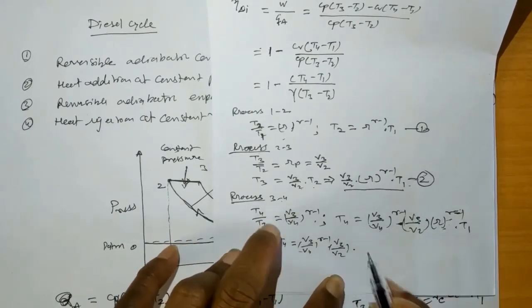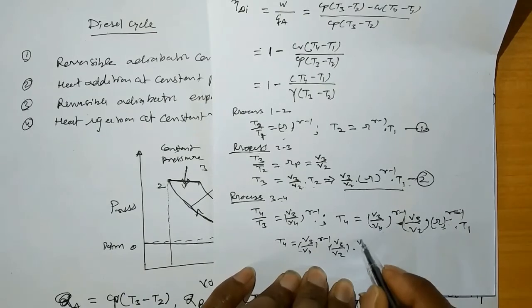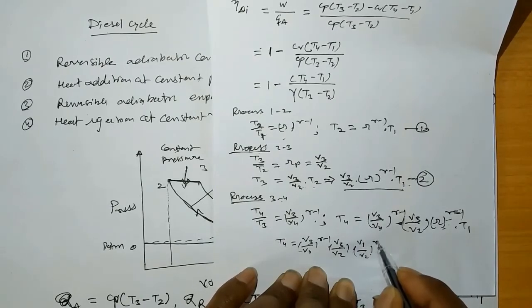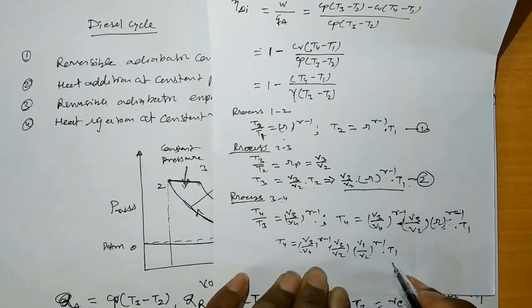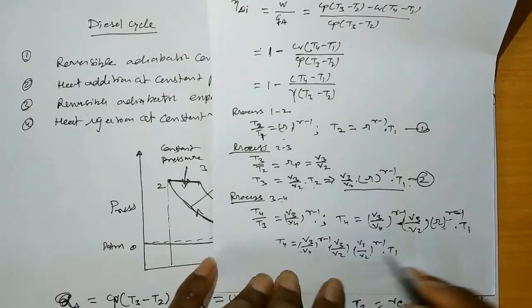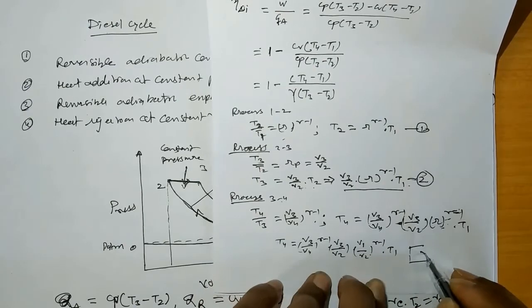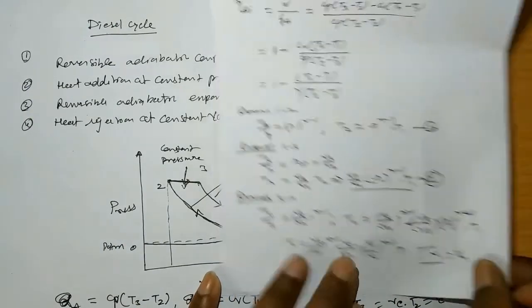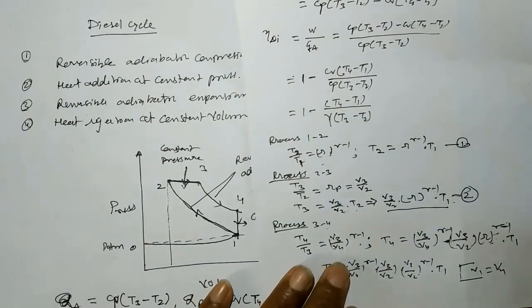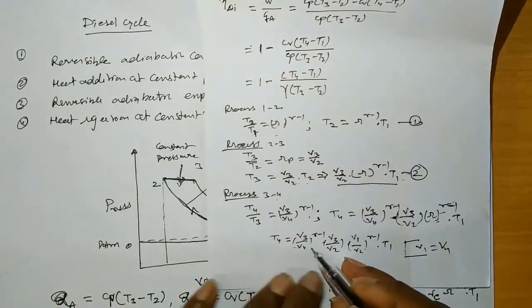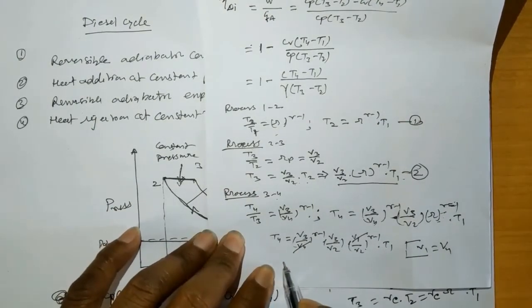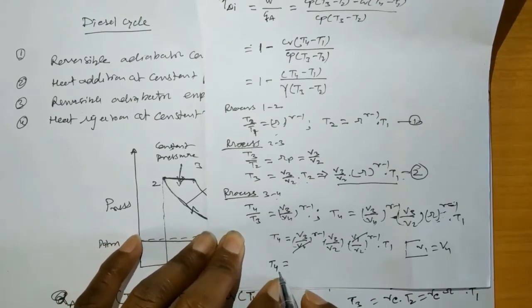The value of R is the compression ratio, that equals V1 by V2, power gamma minus 1 into T1. As we know from the diagram, V1 is equal to V4. So we can cancel the value of V4 and we will get the value of T4.